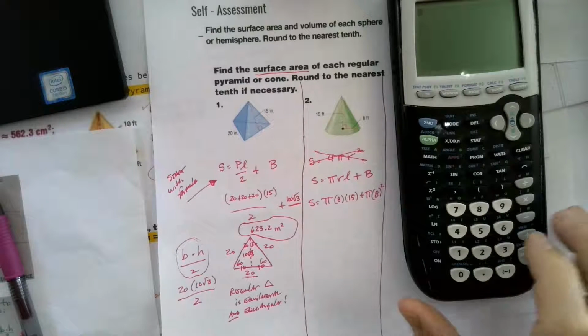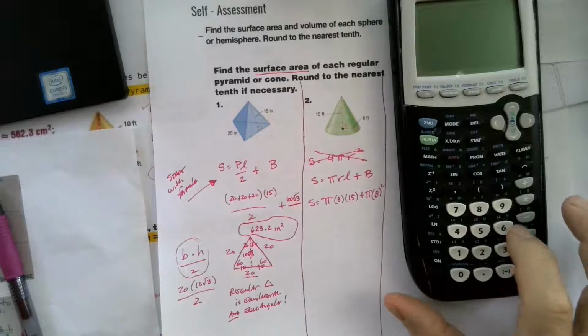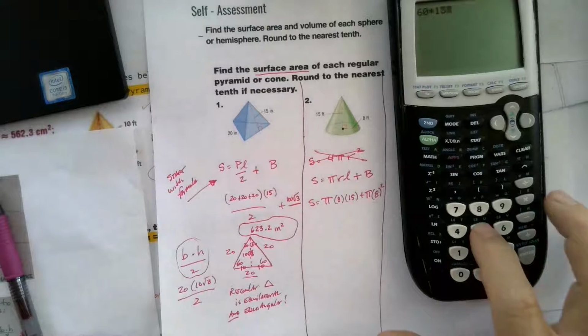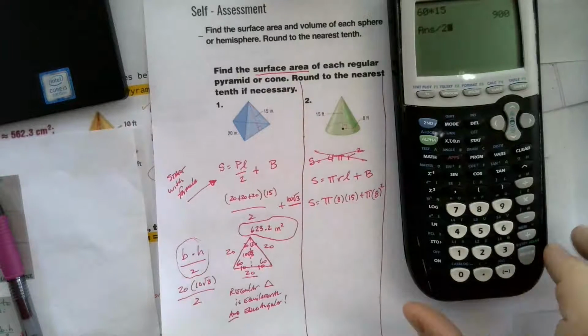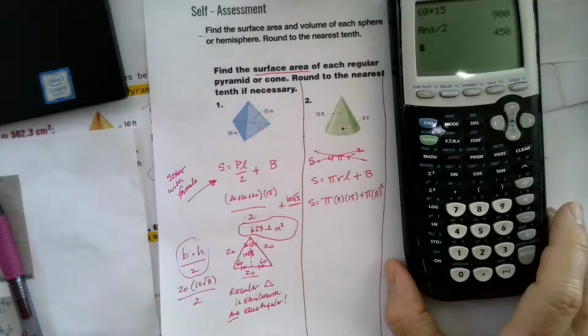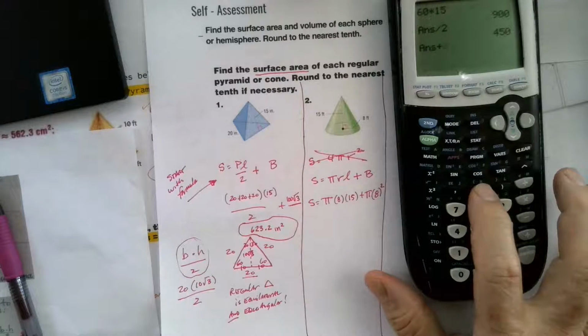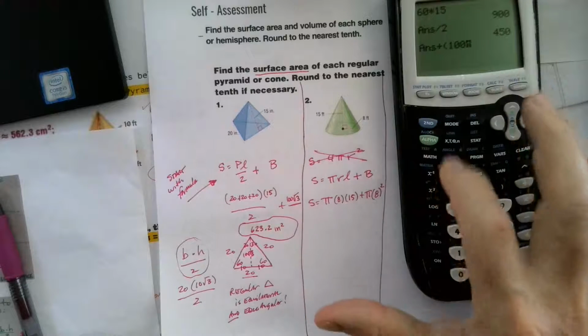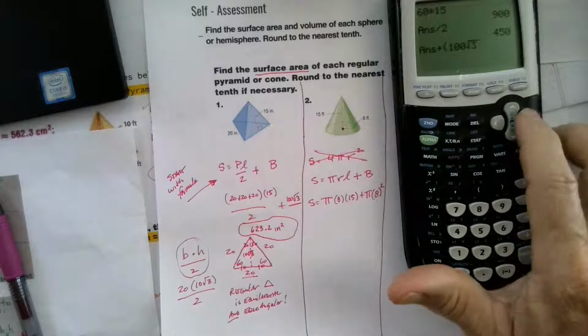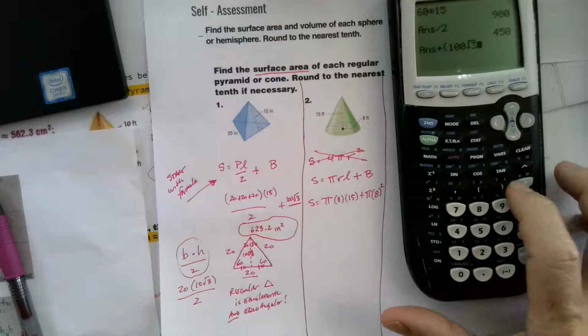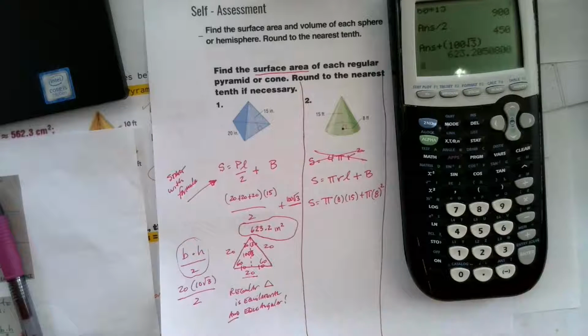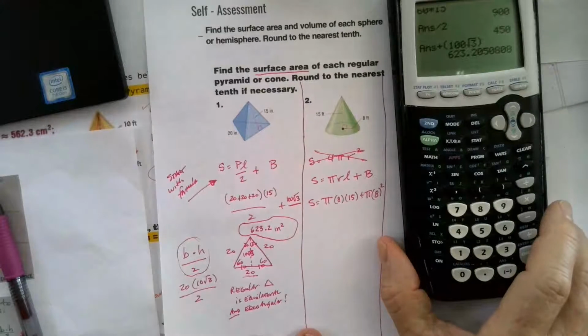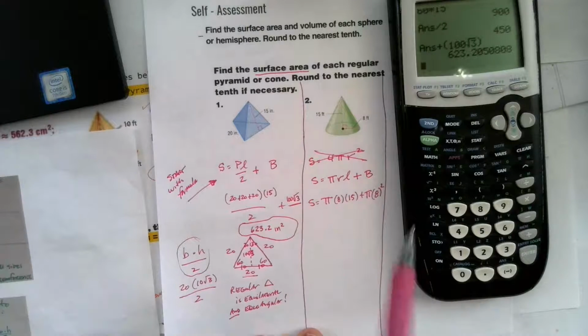I would probably go 60 times 15, enter that, divide by 2, so I could have that in my calculator, and then I would add that to, and I'd put parentheses and put 100 root 3. I would arrow right to get out of that, and then put parentheses, and that's how I got that answer. So 623.3.